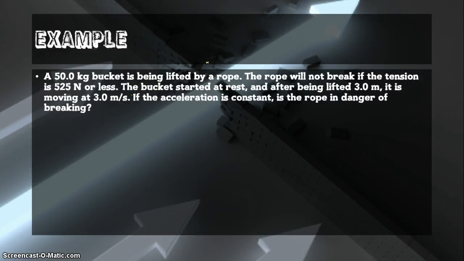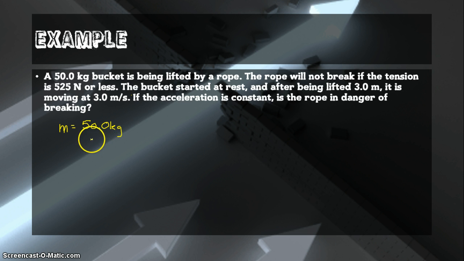Alright, so first of all, I would suggest that we draw a picture here. We are worried about the tension in the rope. First of all, let's look at the variables we do have. We have the mass of the bucket, which is 50.0 kilograms.